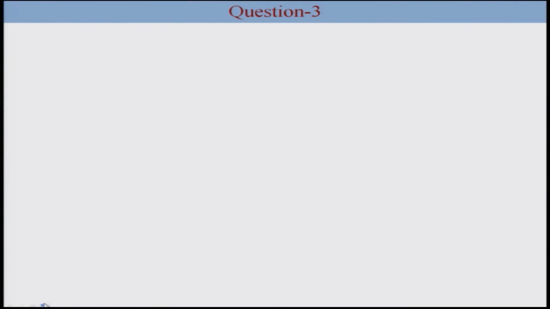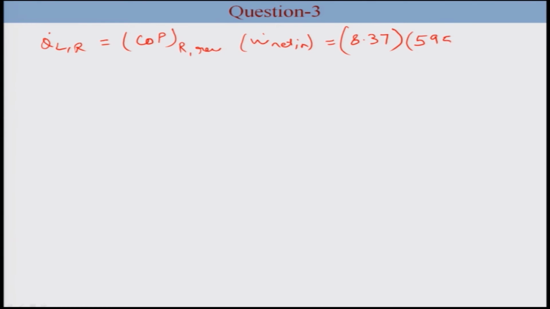The rate of heat removal from the refrigerated space, Q dot L of the refrigerator, is equal to the COP of the refrigerator multiplied by the net input work. This is equal to 8.37 multiplied by 595.2 kilojoule per minute. So this value comes out to be 4982 kilojoule per minute.